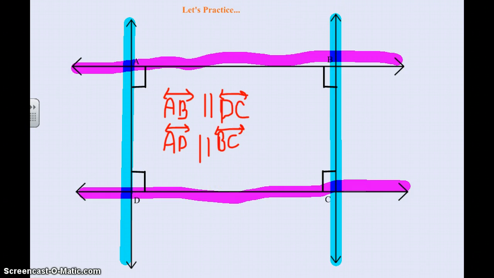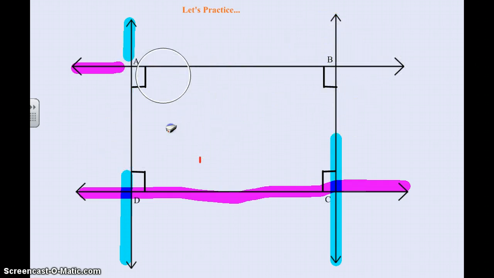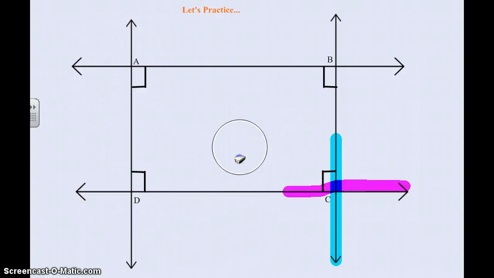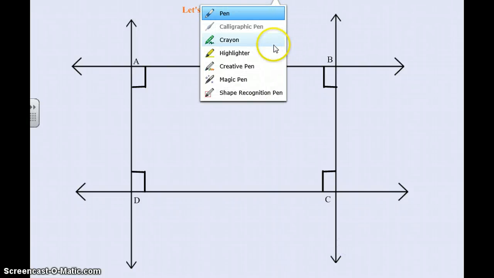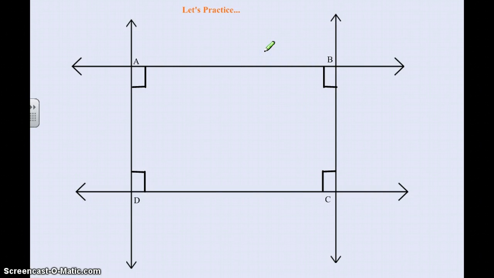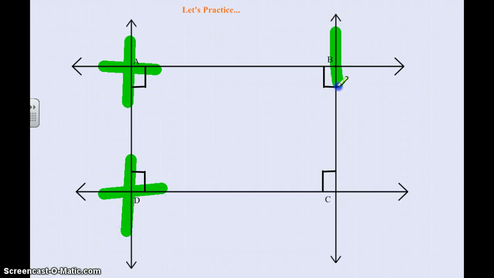Next I'm going to clear this out so that we can start looking at if there are any intersecting lines in this figure. I wonder if you see any intersecting lines in this figure here. So let me get my highlighter back. Okay. We have an intersection right here. Remember, intersecting lines are lines that cross each other in one spot. So we have an intersection here, and here, and here, and here. So we have 4 intersections.